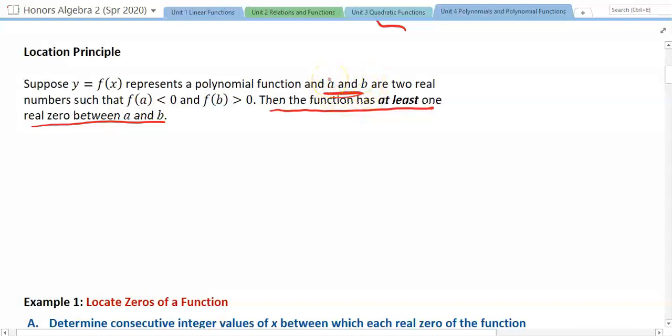Okay? And so again, 1, 2, 3, there's a point here and a point here. What has to happen in between? Well, it's got to at least cross once, right? Because one is below 0, one is above 0, that's what we're looking at there.